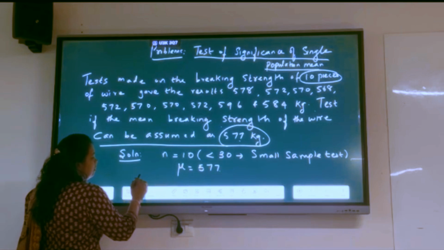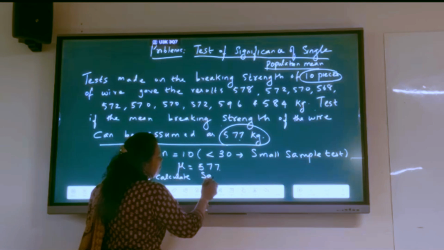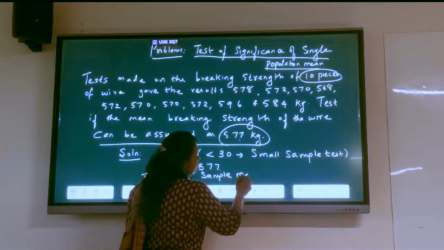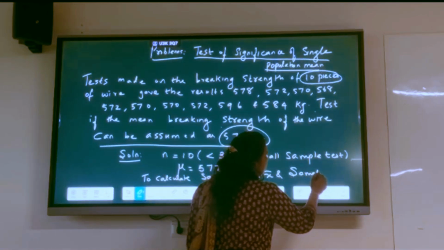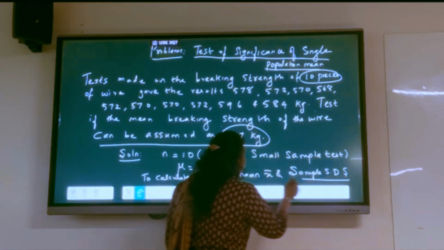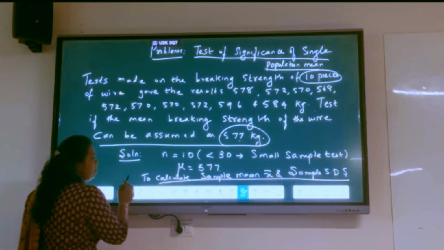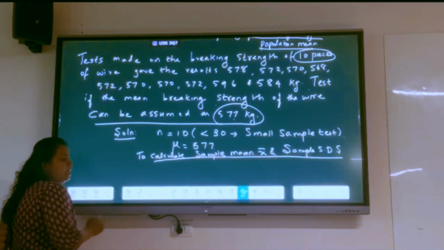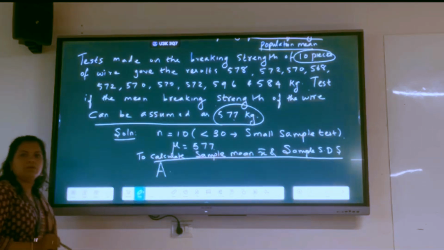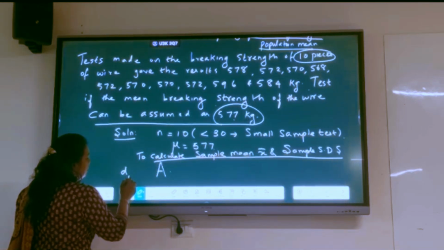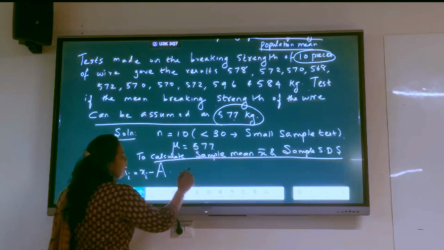So, you are going to calculate the sample mean x bar and the sample standard deviation. We don't know these in the given problem, so we have to calculate x bar. For that, we have to make use of an assumed mean. The formula is di, which is xi minus A. So A is called the assumed mean.